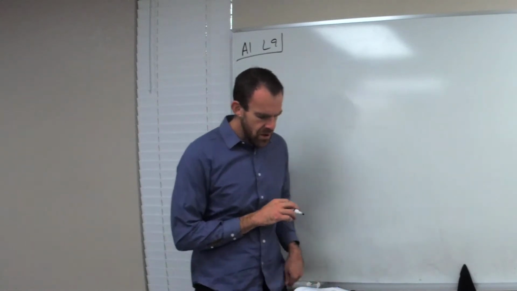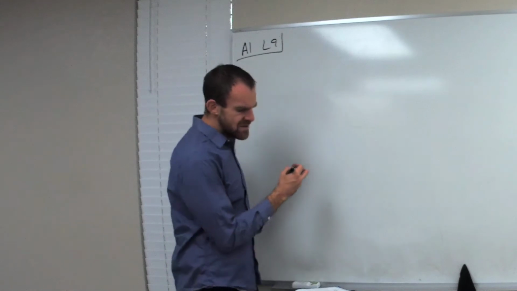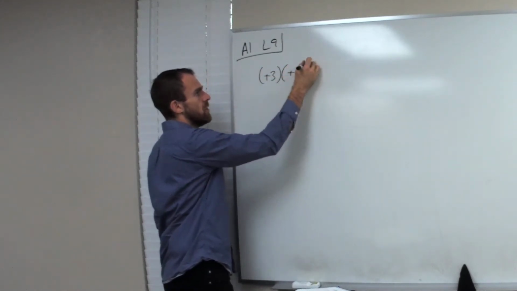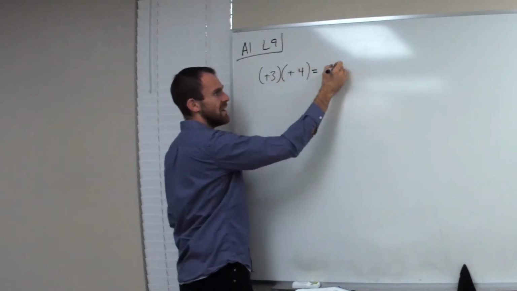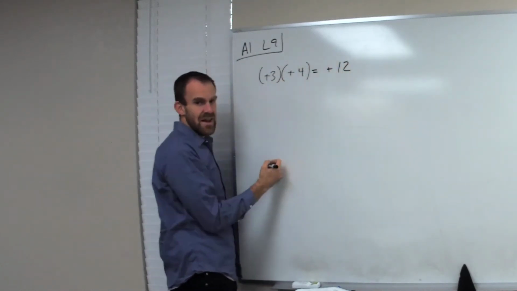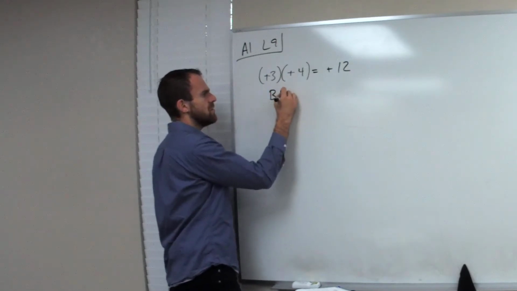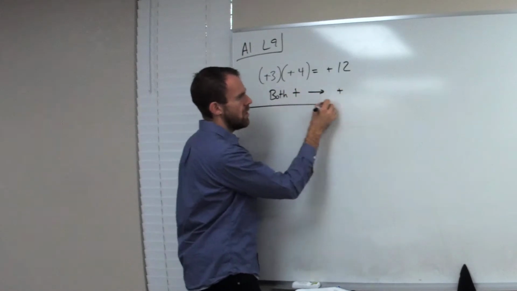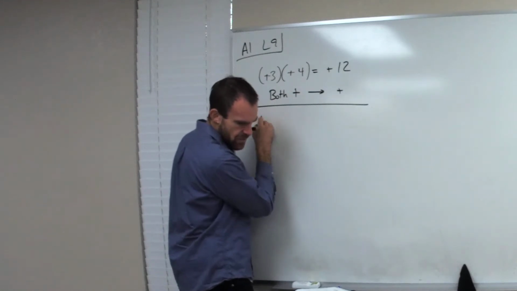So, if we have positive 3 times positive 4. If both numbers are positive, we'll multiply the numbers. That gets us 12. And the answer stays positive. So both positive, answer positive. Now, what if one is positive and one is negative?